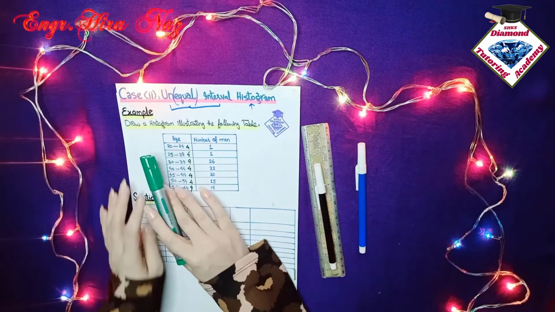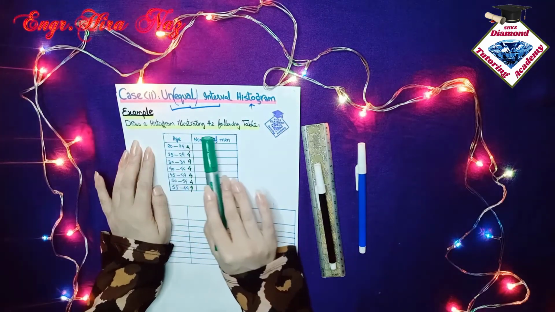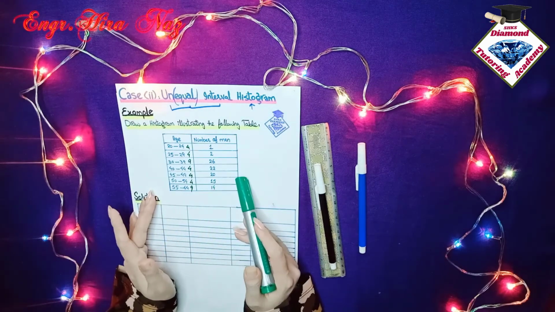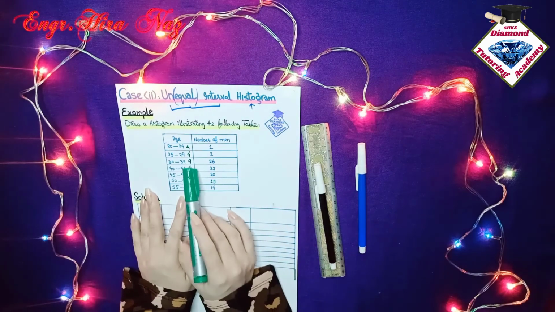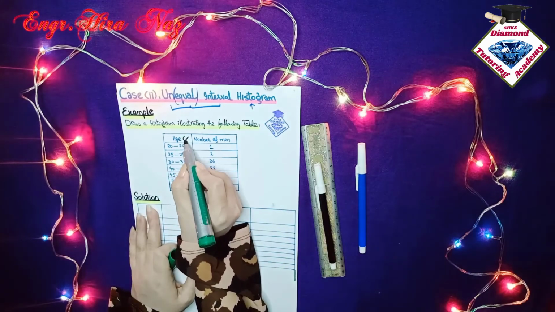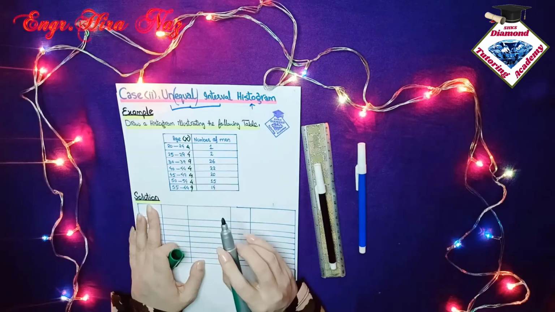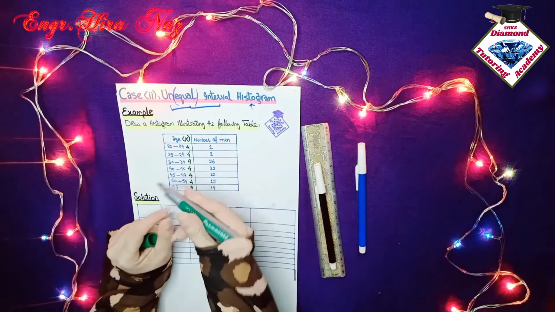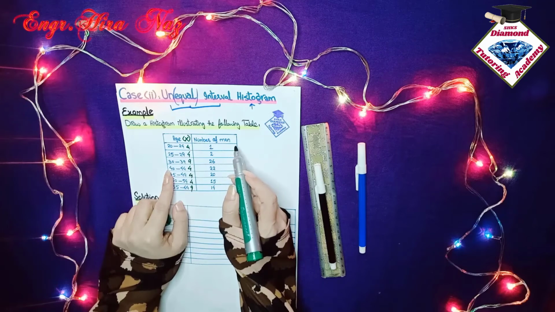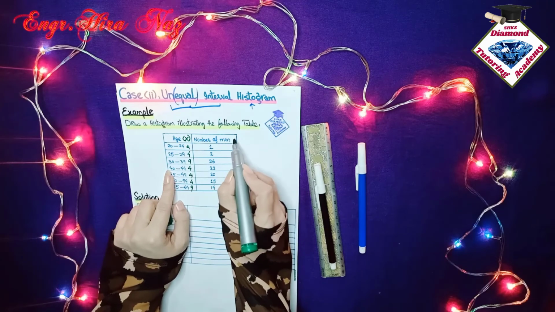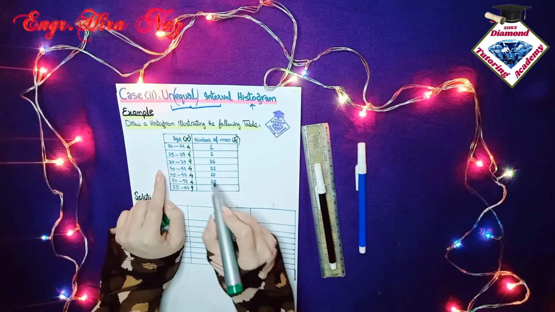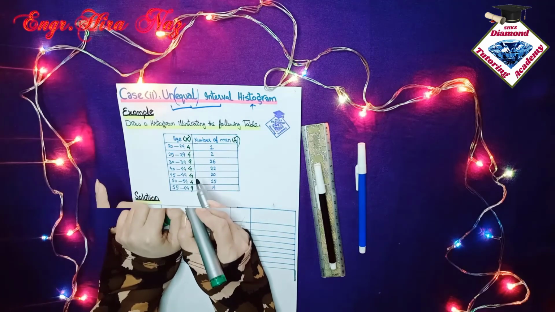Let's suppose we are given an example: draw a histogram illustrating the following table. We are given a frequency distribution table where our variable is x. You can call this your variable, which is age. In this case our variable is x and the number of men, and the number of times a thing repeats is basically frequency. So we can call this column frequency and this column our variable.